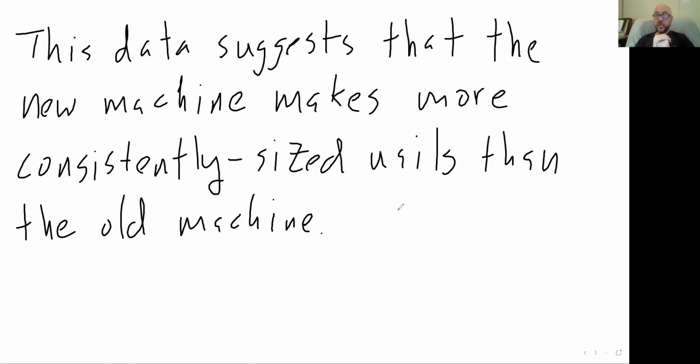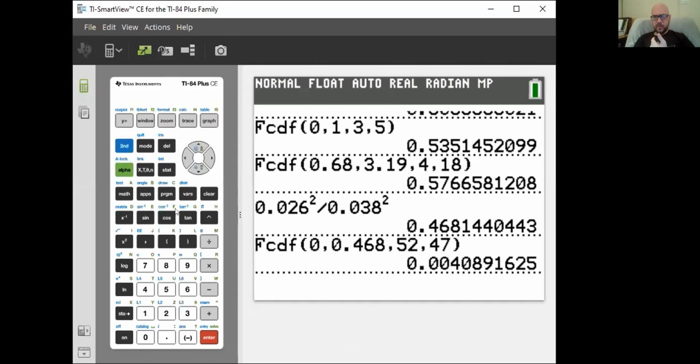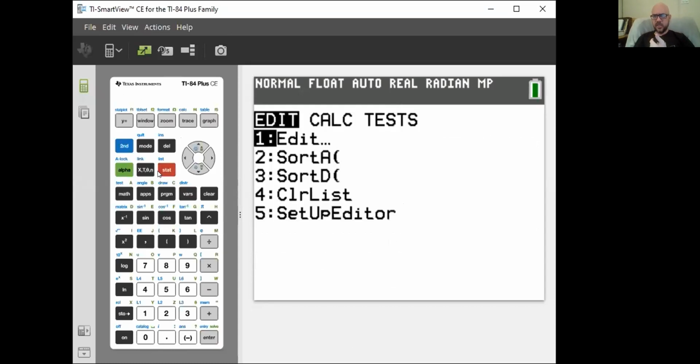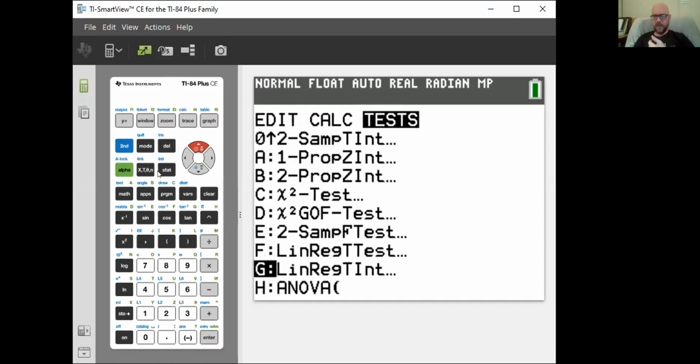There you go. That's how you do a two-sample F-test. Now, let's look at the easy way in the calculator. There's just a button for it, right? It's a test. So if we go to stat and tests, there should be a two-sample F-test here somewhere. Yeah, there it is, two-sample F.